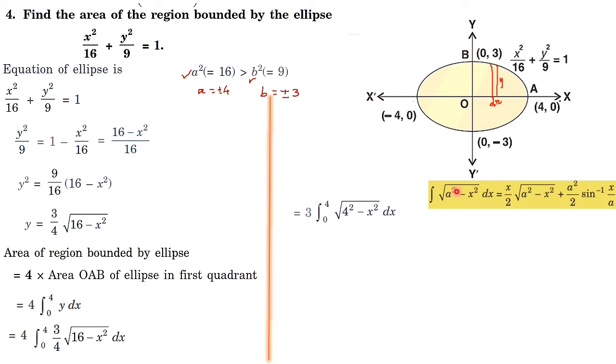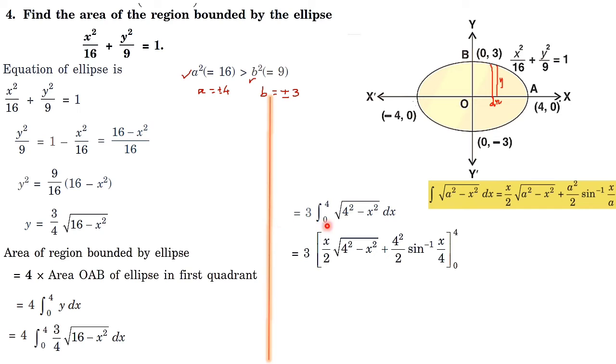So integral of root of a square minus x square dx is x by 2 into root of a square minus x square plus a square by 2 into sine inverse x by a. This is the formula. Okay, if you don't know the formula, nothing can be done. Only up to this much we can do. So just apply the formula, that is 3 into x by 2 into root of a square minus x square, that is here 4 square minus x square, plus a square by 2, a square is here 4 square, so 4 square by 2 into sine inverse x by a, x is x itself, a is 4.